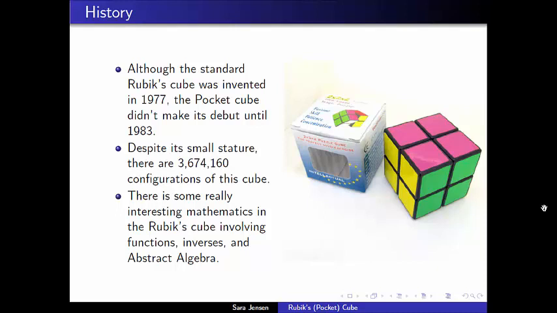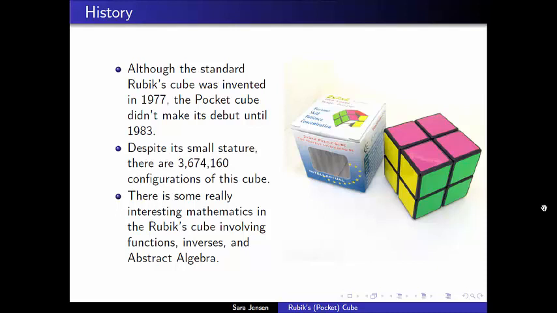And even though the standard Rubik's Cube was invented first in 1977, after that proved to be a challenge for some to solve, the pocket cube was debuted in 1983 in order to help people get a feel for that larger Rubik's Cube. And despite the fact that it seems very small and very innocuous, there are actually about 3.5 million configurations of this cube, so quite a bit of possibility and quite a bit of difficulty packed into just this small cube.